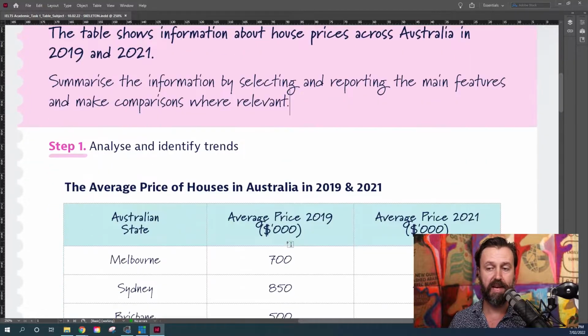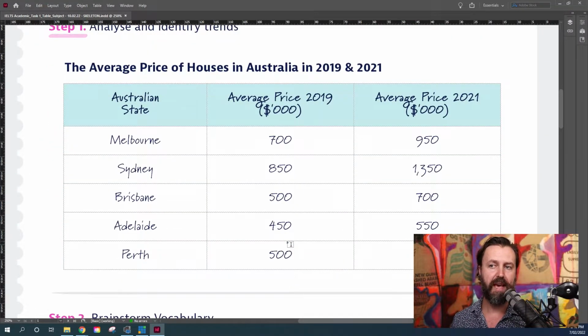Let's look at the table itself. So here is the table. We've got the average price of houses in Australia in 2019 and 2021. The first thing we want to do is look at what comes out immediately. We want to look at this very, very fast and think, what are those key pieces of information that pop out? So let's look on the left-hand side first. We've got Australian state. So we've got Melbourne, Sydney, Brisbane, Adelaide, Perth. Well, these are actually capital cities. Then in the middle, we've got the first column, average price 2019, and they're in the hundreds of thousands. And then the third column is average price 2021, hundreds of thousands.